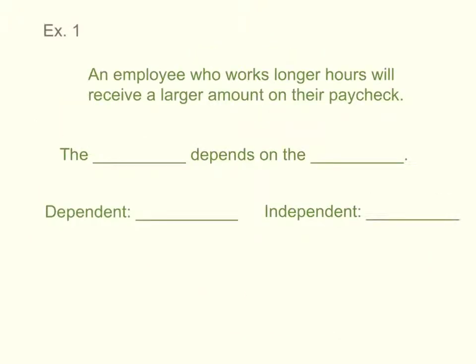Let's look at example 1. An employee who works longer hours will receive a larger amount on their paycheck. That just makes sense, but what we need to do is rewrite it with this dependent relationship spelled out. So I need to figure out the blank depends on the blank. So what goes in those blanks? This is what I'm thinking. As a worker, I know that the more hours I work, the more money I'm going to get. So I'm going to say the paycheck depends on the hours I work.